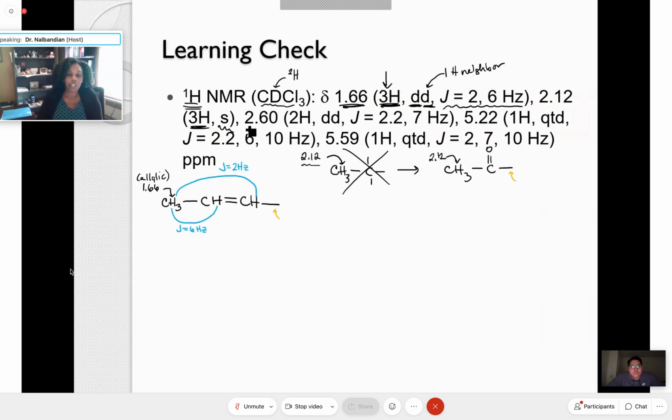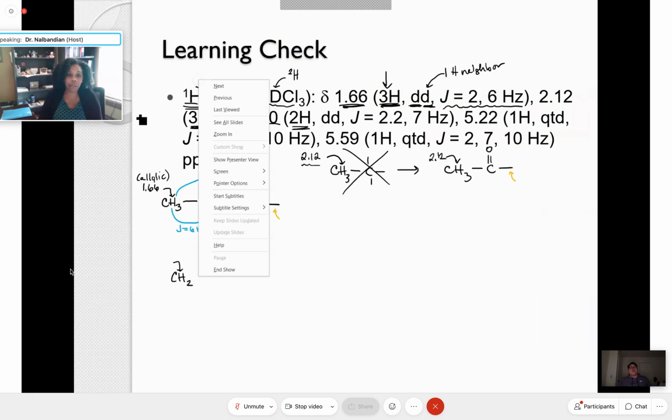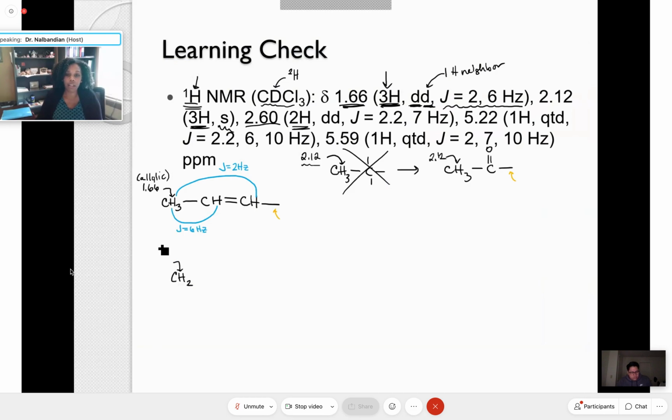All right, moving on to 2.60. So 2.60, 2 hydrogens. So we want to write a CH2 and draw an arrow to those 2 hydrogens, not to the carbon, to the hydrogens. We're talking about hydrogens. This is only hydrogen NMR, not carbon NMR. So draw the arrow to the hydrogens, and we're going to label them as 2.60. Now, how many more open spots do we have on this? We have 2 more open spots for this carbon, right? If it's making 2 bonds, it has 2 more bonds that can be made.